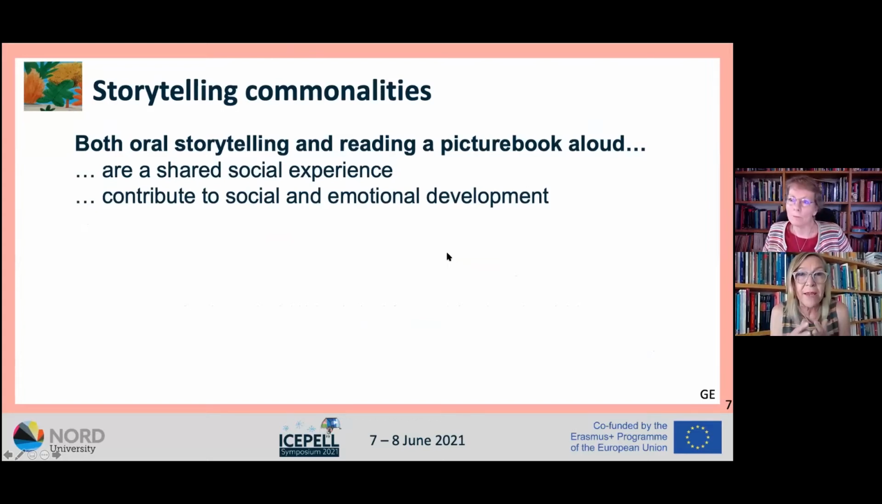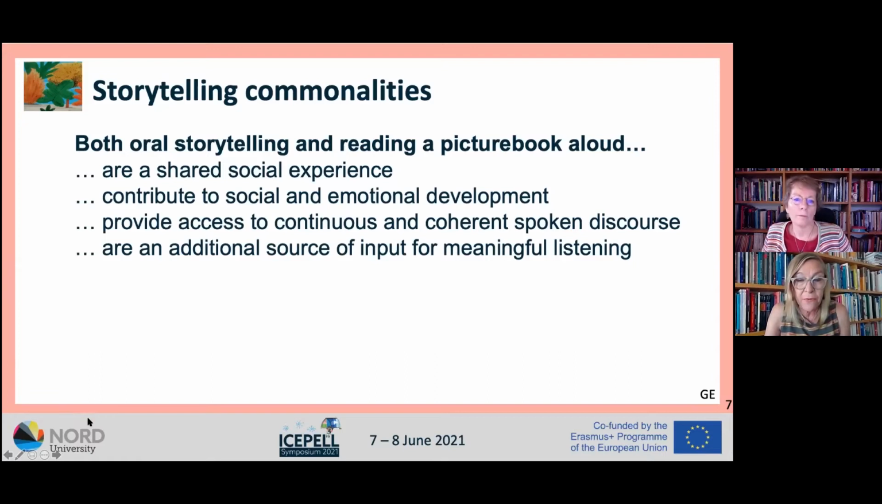running down my spine listening to Grow, which can be both enjoyable and which can contribute to social and emotional development. They both provide access to continuous and coherent spoken discourse, and they offer an additional source of high quality input for meaningful listening activities, which offer variety and exercise the child's imagination.